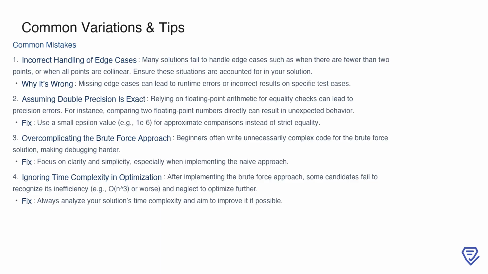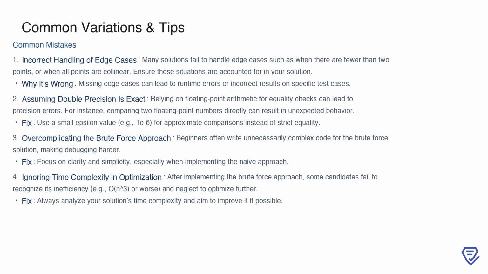Another frequent mistake is relying on floating point equality checks. Floating point arithmetic is not always precise, so directly comparing 2 values can yield unexpected results. Instead, it's better to use a small epsilon value, like 1 times 10 to the power of -6, to compare values approximately. Additionally, overcomplicating the brute force approach can be a problem, especially for beginners. The brute force solution should be simple and clear, as this makes it easier to debug and understand.